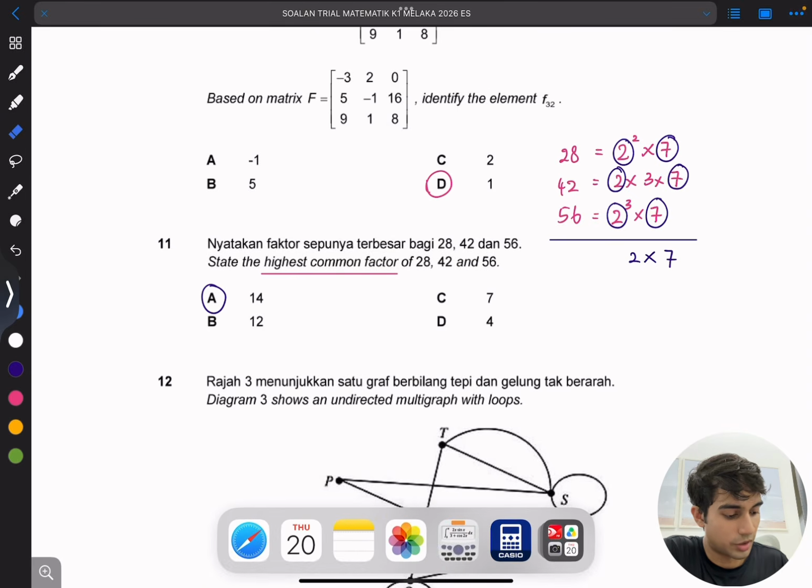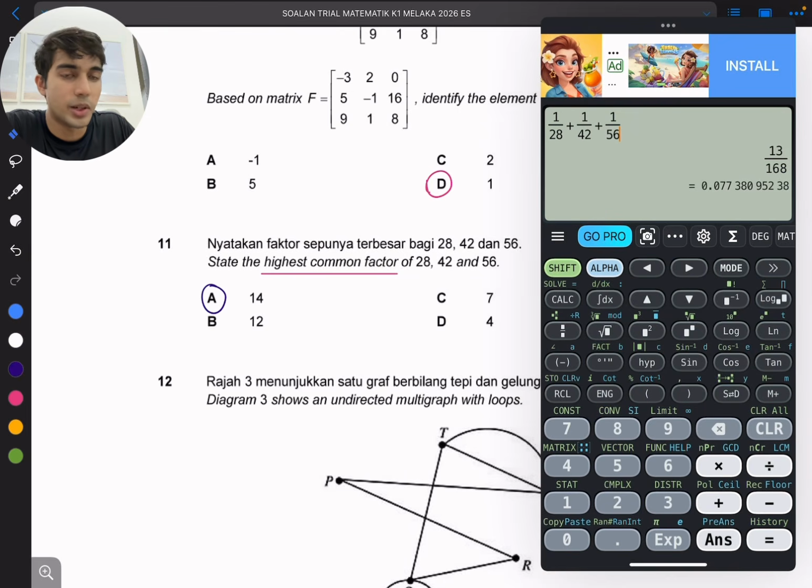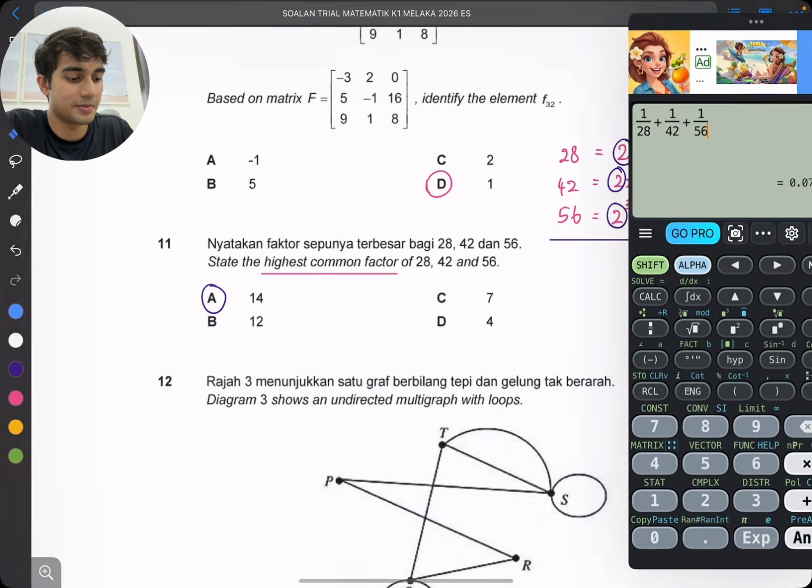Okay, so you can use your calculator. The lowest common multiple, right? Okay, you can do like this. You write 1 over 28 plus 1 over 42 plus 1 over 56. You see the denominator here, 168, that is the LCM. That's the lowest common multiple. So for lowest common multiple, you just do 1 over the 3 numbers. You add them up. Your calculator will help you find out. Done.